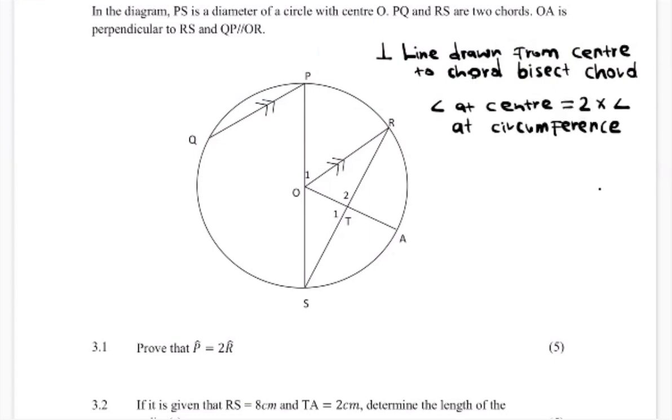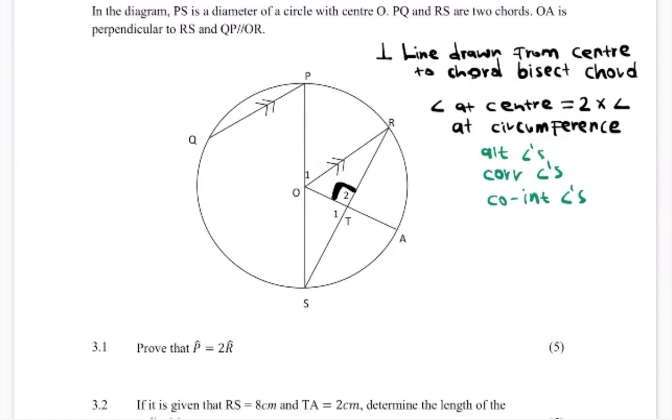Then another information that we have, they say PQ and RS are 2 chords. So we can pass that information, and they say OA is perpendicular to RS. So as you can see in the diagram, we do not have that information, so you are going to put that information into our diagram. And they also told us that QP is parallel to QR. So what do you know about the parallel lines? You know that parallel lines can give us alternating angles, corresponding angles, and also co-interior angles.